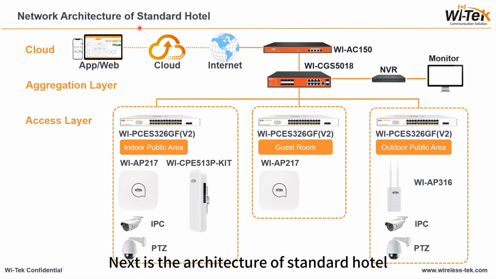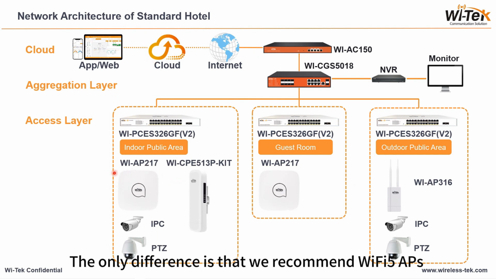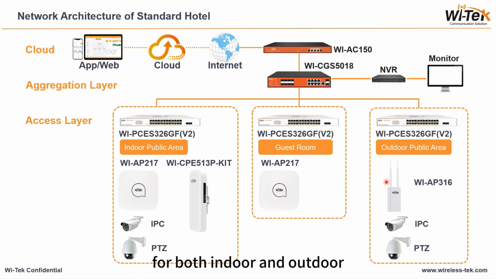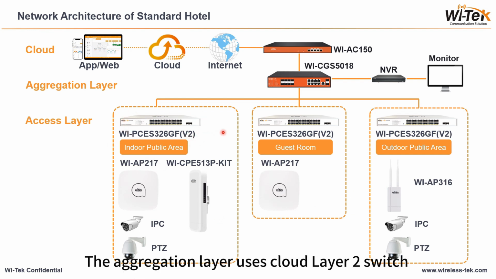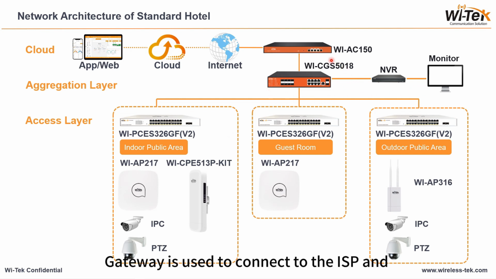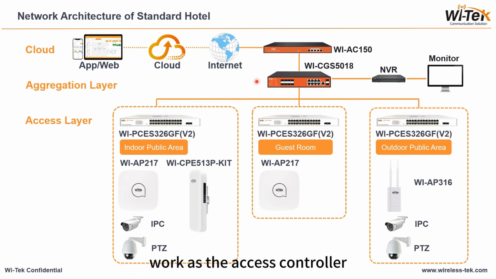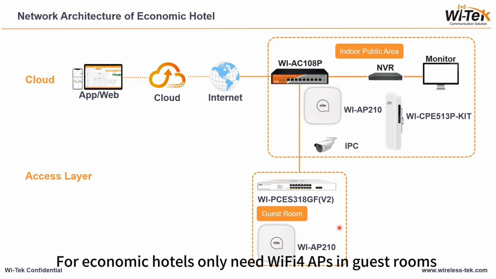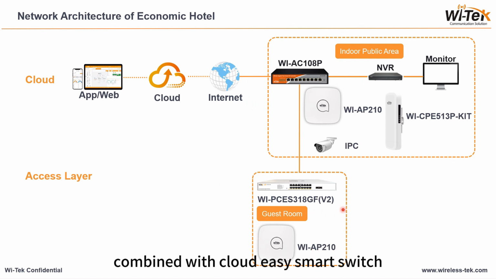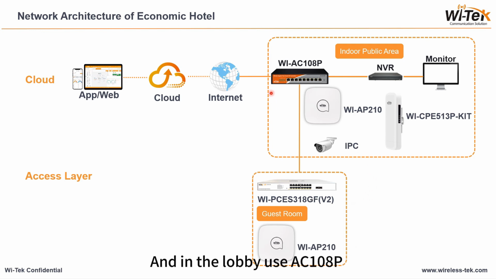Next is the architecture of standard hotel. The only difference is that we recommend Wi-Fi 5 APs for both indoor and outdoor. And the access layer switch recommends Cloud Easy Smart PoE switch. The aggregation layer uses Cloud Layer 2 switch to connect with NVR. Gateway is used to connect to the ISP and work as the access controller. For economic hotels, only need Wi-Fi 4 APs in guest rooms combined with Cloud Easy Smart switch. And in the lobby, use AC108P to power up the IP camera and APs.